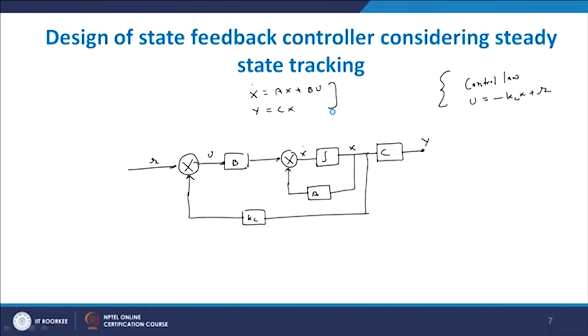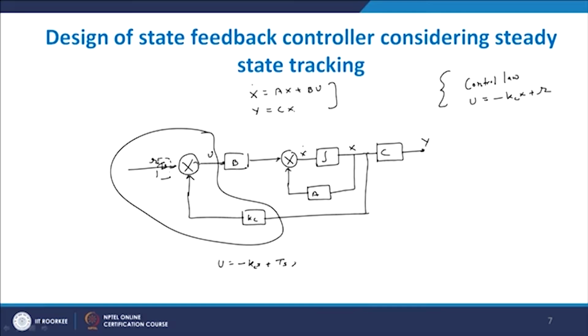Therefore, the control law has been changed like this: at R you can add one block of Ts, and now the control law has changed to U equals minus Kcx plus Ts into R. So, Ts is a constant which helps in reducing the steady state error. Now, we will see mathematically how this Ts helps in reducing the steady state error.